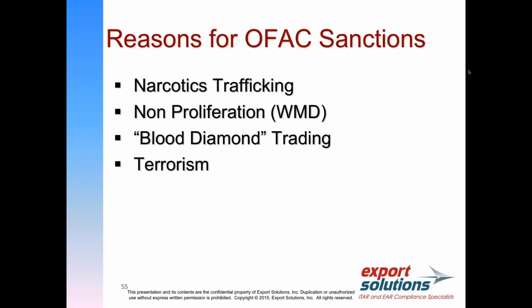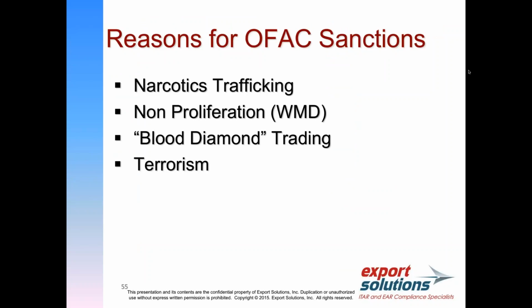And the reasons for these OFAC sanctions, there are a few, but these are the big ones. Countries and parties involved in narcotics trafficking, non-proliferation of weapons of mass destruction, that's nuclear, biological, and chemical weapons, or blood diamond trading. There's a movie about it, but essentially it's diamonds that are extracted, traded, etc., without a whole lot of attention being paid to human rights, and we're trying to curtail that. And then, of course, terrorist-related activities in countries have sanctions against them.